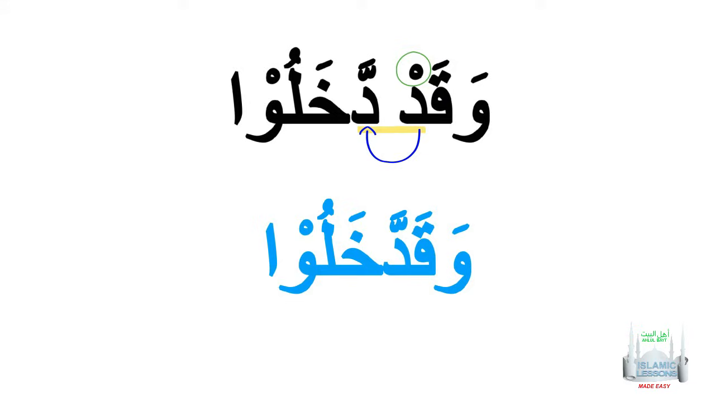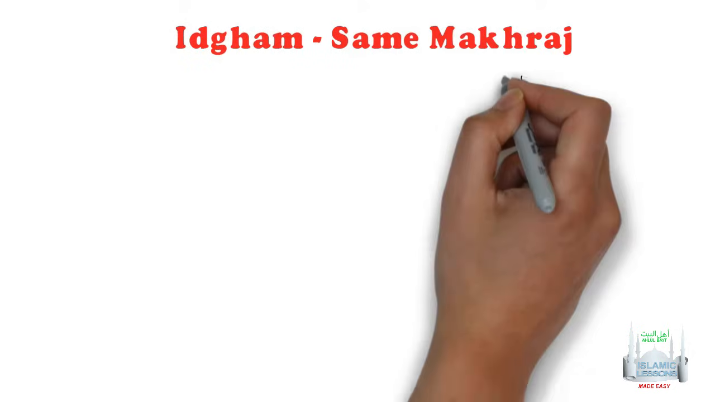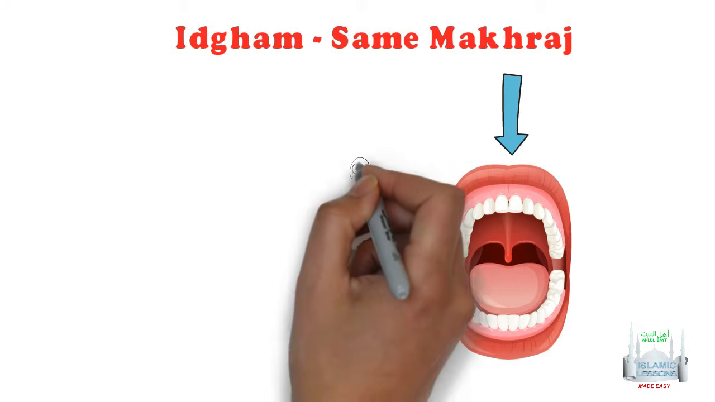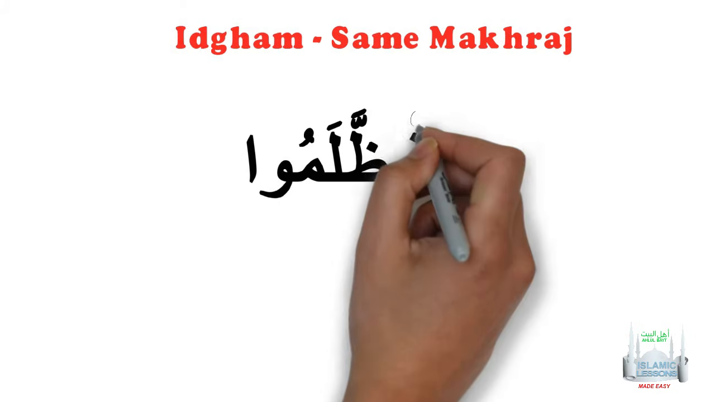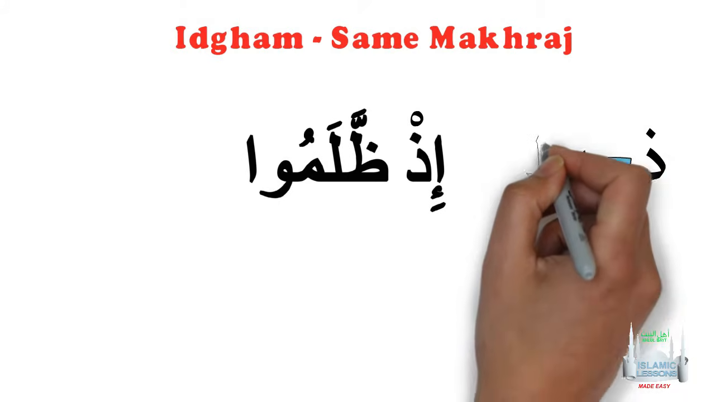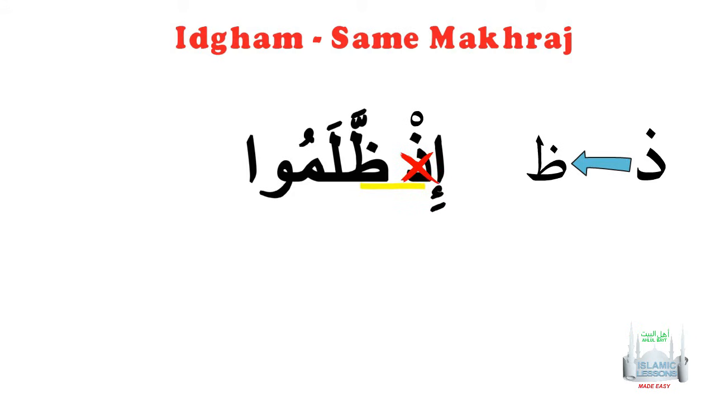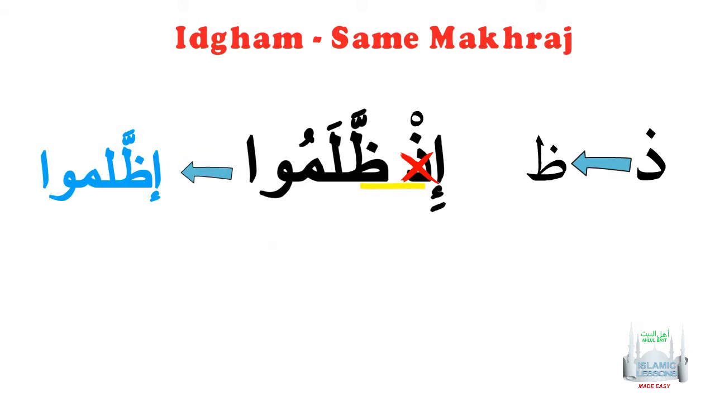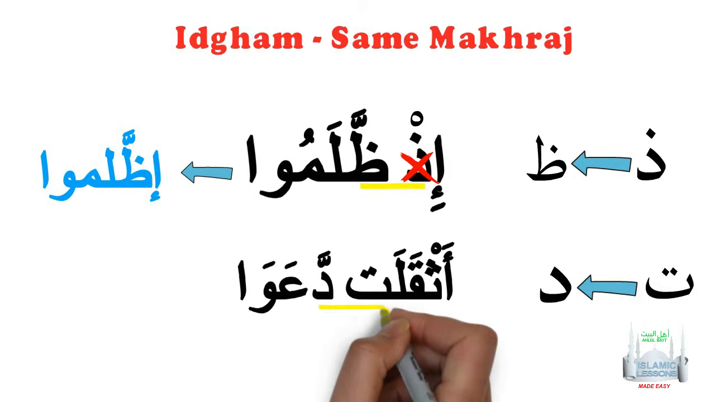The next type of idgham is when both letters have the same makhraj. A makhraj is the area and sound where the voice is formed. If you see the first letter with a sukoon and the next letter with the same makhraj, then you merge them together. Here are the examples. If you see a dhal with a sukoon on it and the next letter is a dha, you drop the dhal and merge it with the dha. It reads idh-dhalamu. Merging also happens to the ta and dal and vice versa.